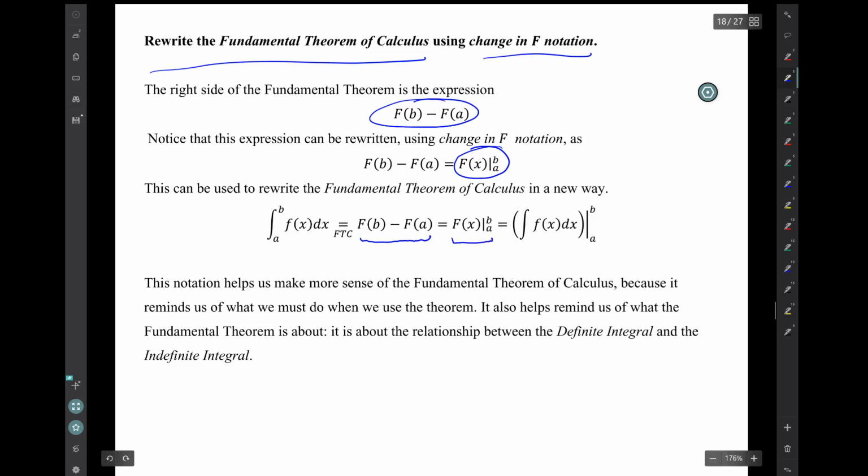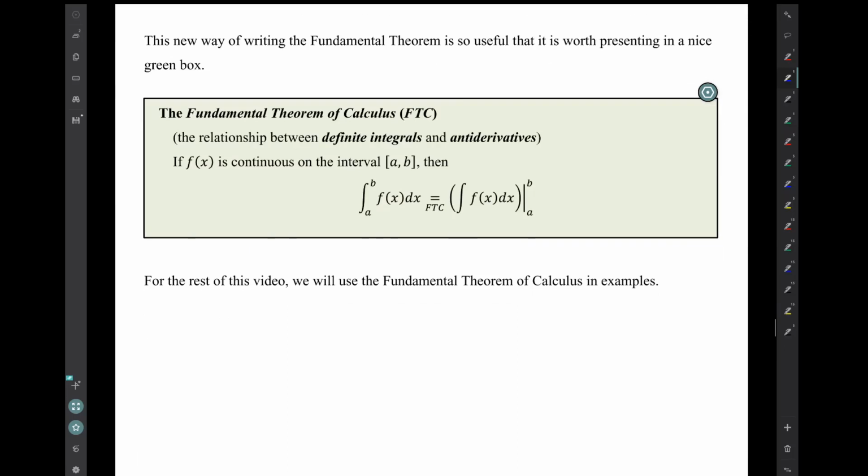But now we realize also that capital F, that general antiderivative, is obtained by doing an indefinite integral. So the result is that we have the fundamental theorem of calculus written in this new way. On the left side, we have a definite integral, and on the right side, we have this expression involving an indefinite integral. This new way of writing the fundamental theorem of calculus is so useful that it's worth presenting it in a nice green box. So here is my way of thinking of the fundamental theorem of calculus.